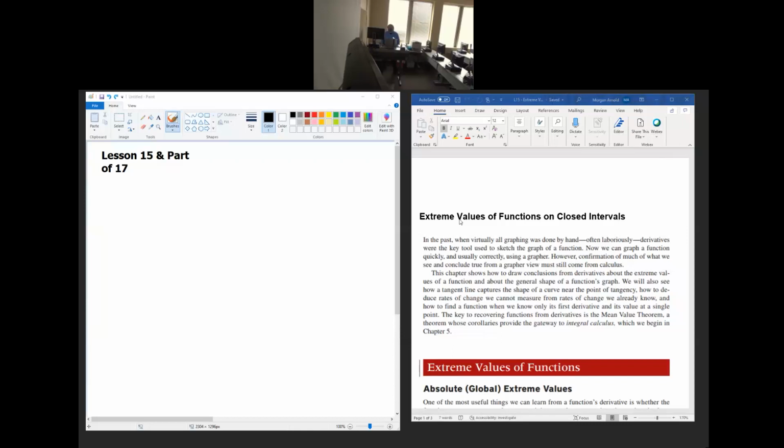This lesson shows how to draw conclusions from derivatives about the extreme values of a function and about the general shape of a function's graph. We will also see how a tangent line captures the shape of a curve near the point of tangency. Actually, we won't go into that part, but mainly we will go over how derivatives can predict the behavior of a graph of a function.